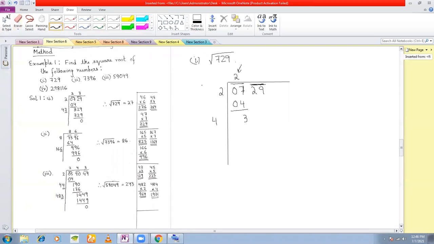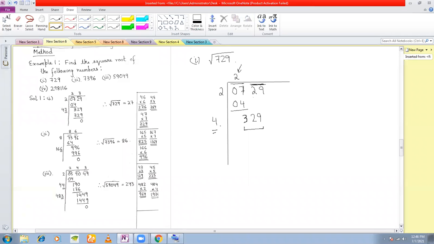Now once you have 3 here, you bring down this 29 in a pair. Not a single digit, but in pairs. When you are doing the square root by division method, you will bring down in pairs. In normal division, you bring down a single digit at a time, right? But here, you will bring down in pairs. So 29, I bring down in a pair. Now here I have 329 and here I have a 4.